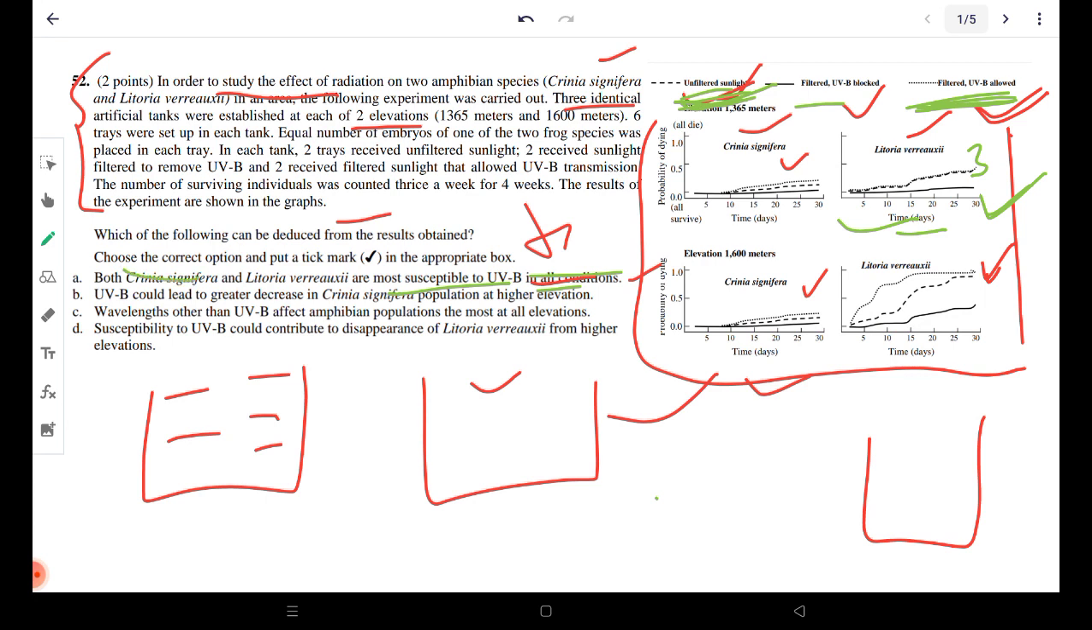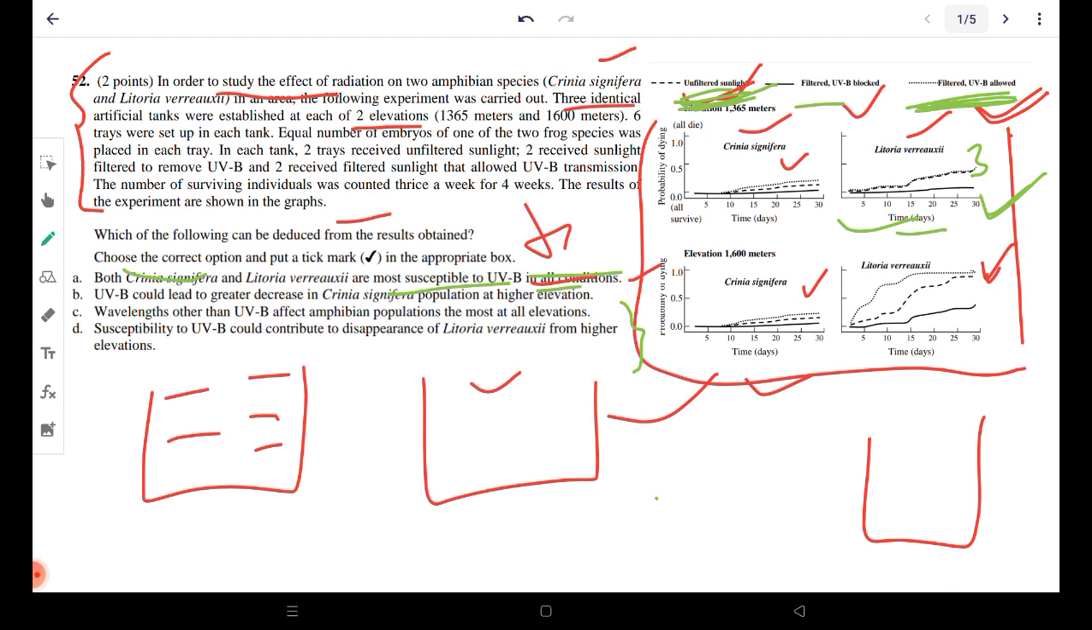Now second, UVB could lead to greater decrease in Sirenia signifera population at higher elevation. See here, we can compare from the graph. We don't have to read the paragraph again. If I had not reviewed the question instantly and started to read line by line, giving time to each line of the paragraph, what would happen? There would be no benefit, rather I would lose my time, which may leave us some questions at the last. We can derive all our answers from this graph.